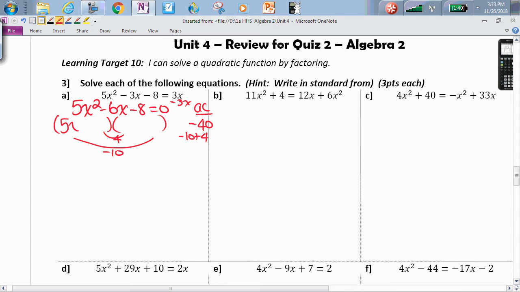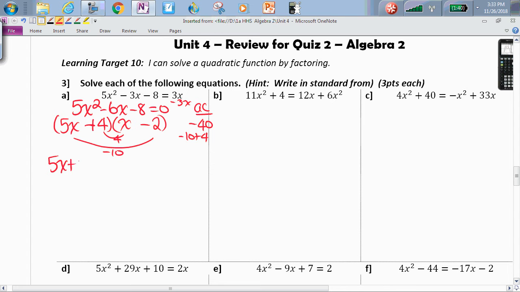So if it's going to make 5x and x, the two first positions make 5x squared, so 5x and x. And that's nice because 5 times something that makes negative 10 would be 2. And negative 2 times something has to make negative 8. And then 1 times something has to make positive 4. So it has to be positive 4 over here.